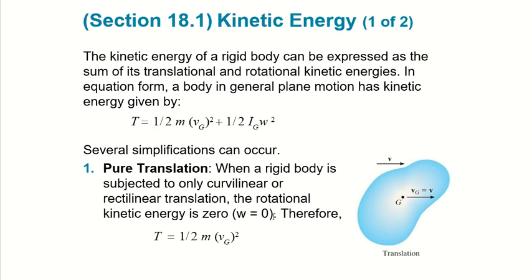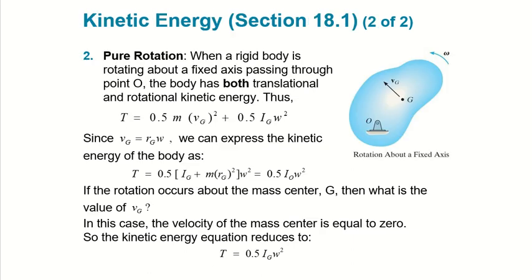For pure translation, dealing with a rigid body, you're dealing with a curvilinear or rectilinear translation. We have two types. At that time, your rotation is going to be completely zero, zero rotation kinetic energy. So we call that the pure translation kinetic energy, which is your T equals 1 by 2 m, and then v of the G reference point, the whole square. Then we'll get into pure rotation. At that time, your translation energy is 0. So when pure rotation, oh yeah, I forgot.